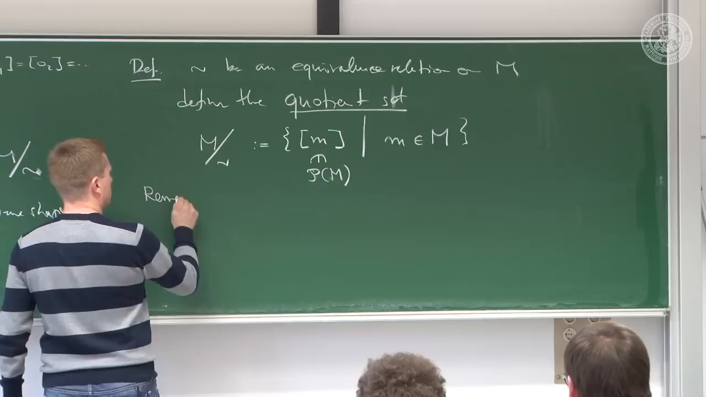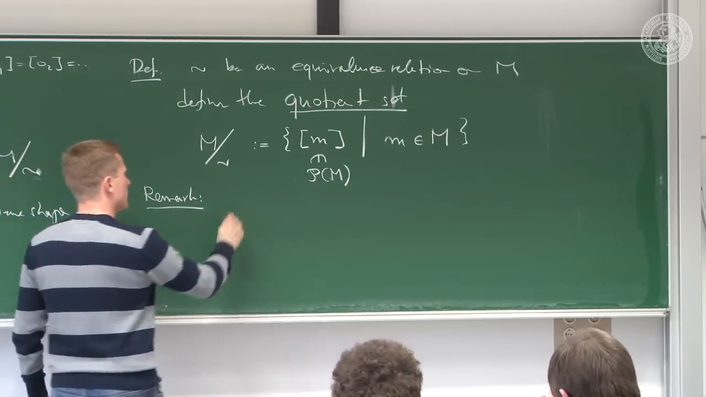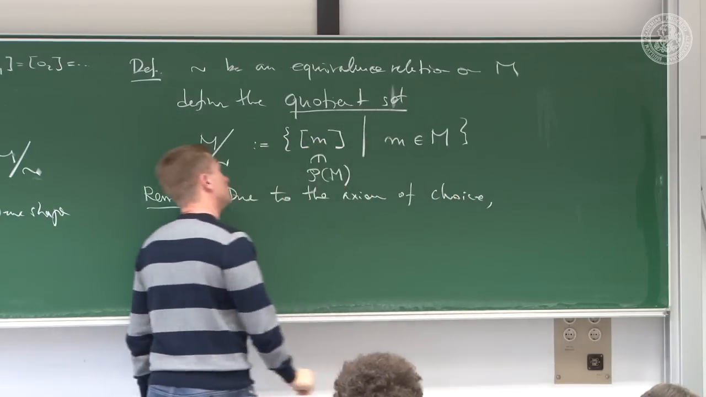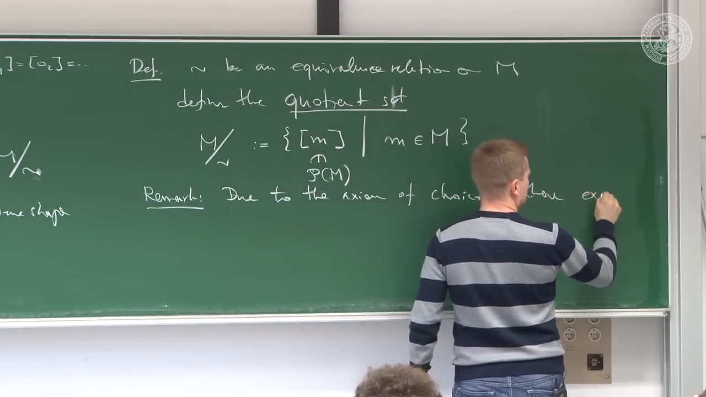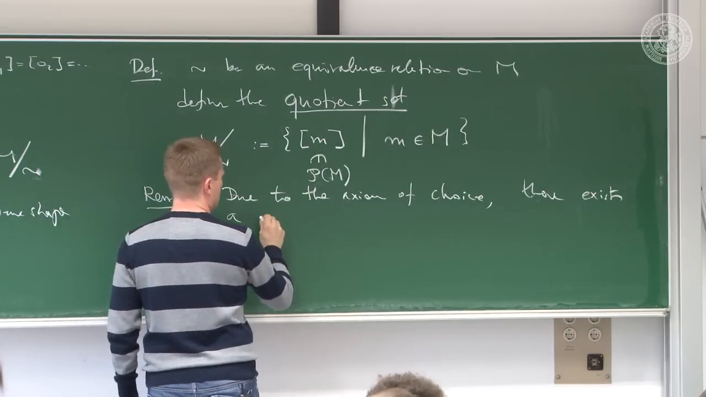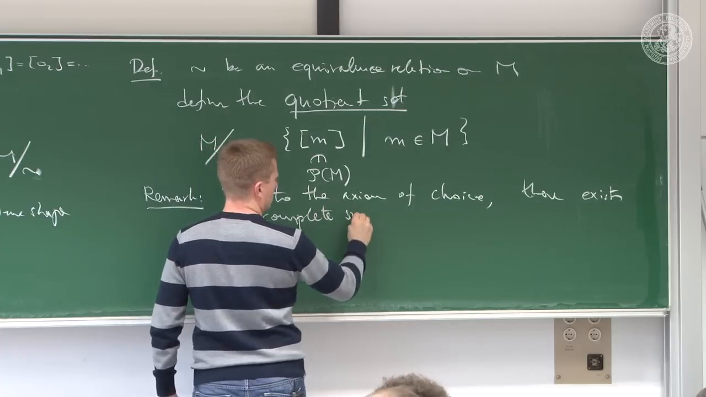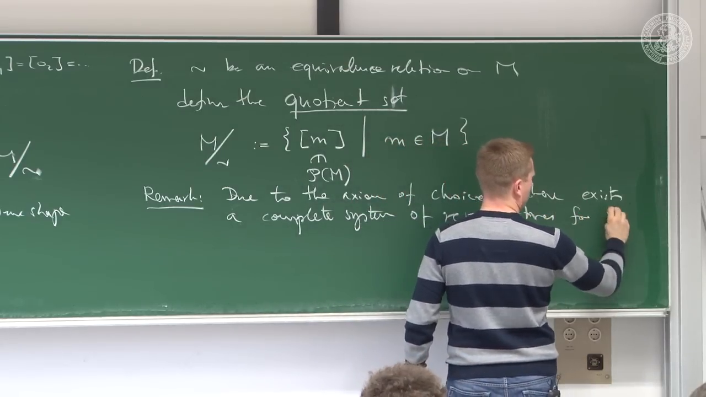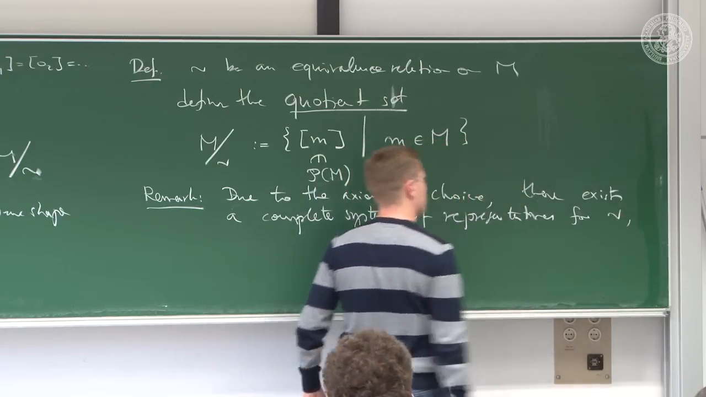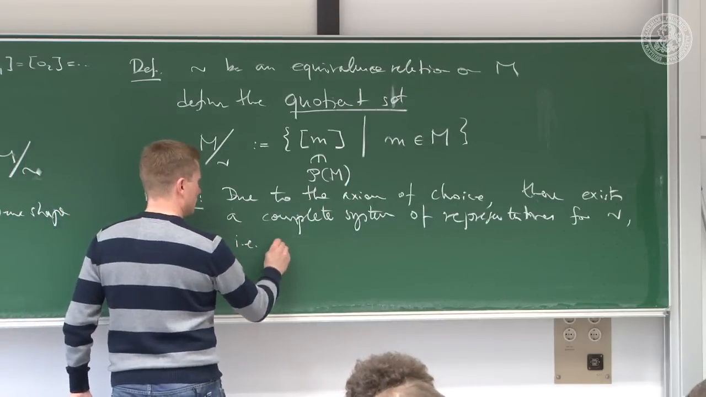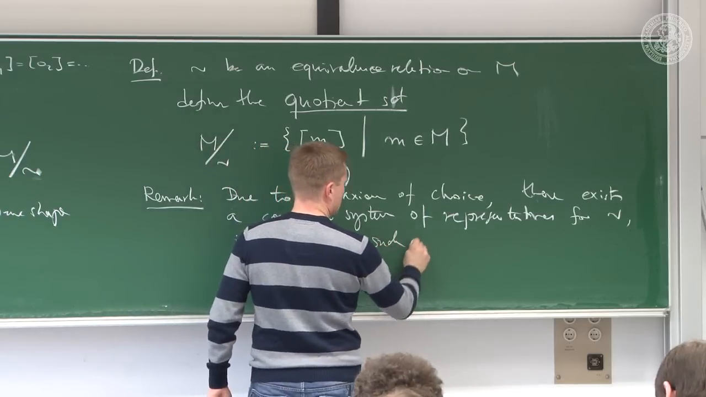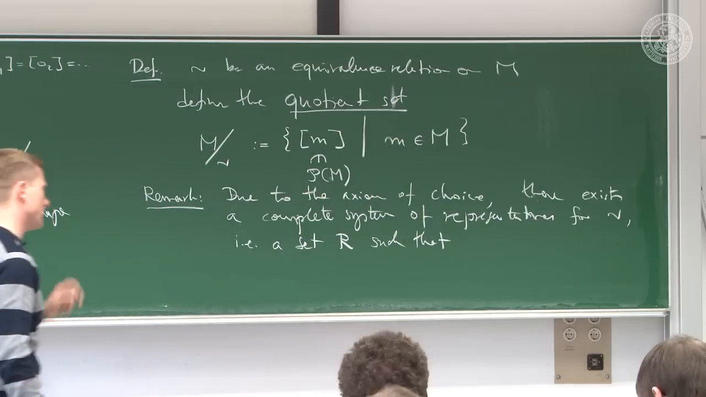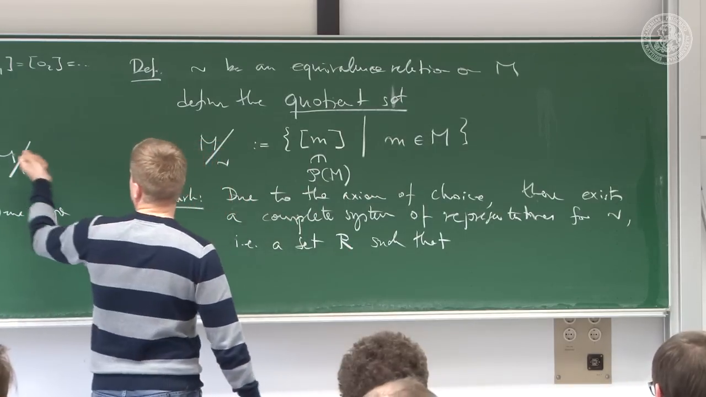So now, remark. Due to the axiom of choice, there exists a complete system of representatives for this equivalence relation, that is a set R such that there is a one-to-one correspondence, a bijection between the elements of R and the quotient set.